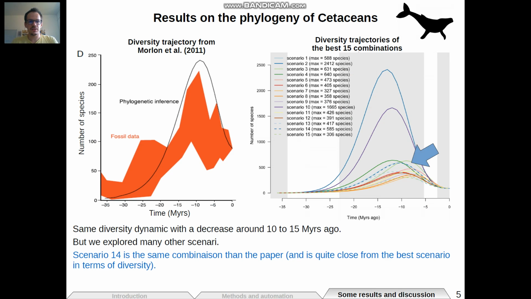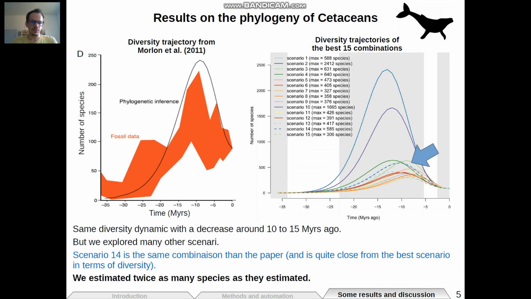Then in terms of diversity trajectory, the trajectory estimated from Morlon and colleagues is on the left, and the ones we selected, the 15 best ones, are on the right. And there is the same tendency, the same diversity dynamics, with a decrease around 10 to 15 million years ago. But we explored many other scenarios, which is very interesting. Actually, the Morlon scenario is scenario 14, and is quite close in terms of diversity to the best ones we selected.